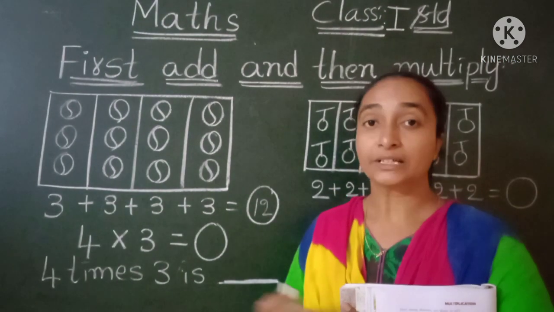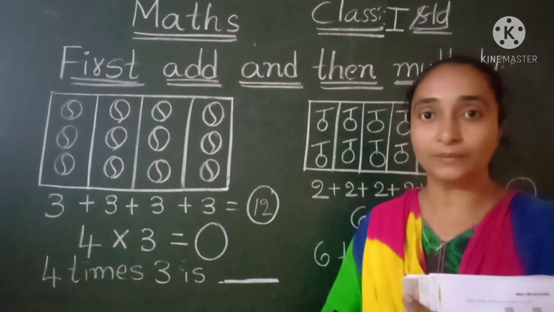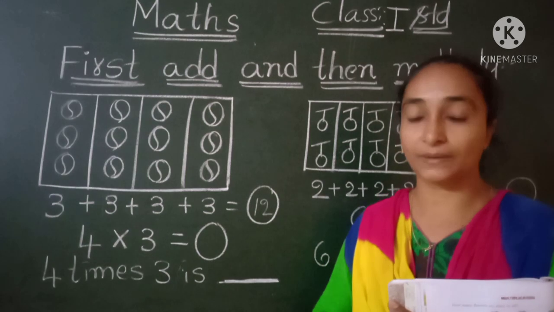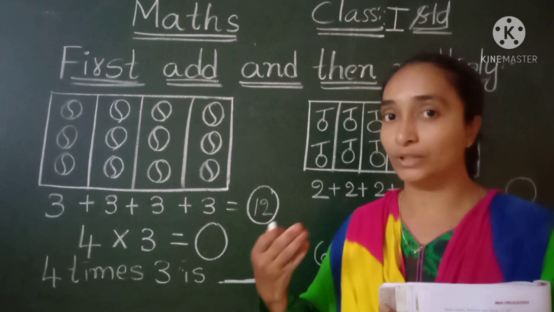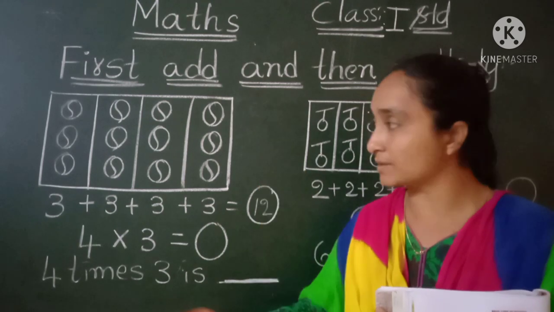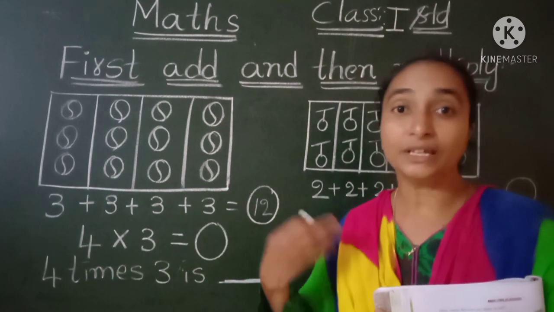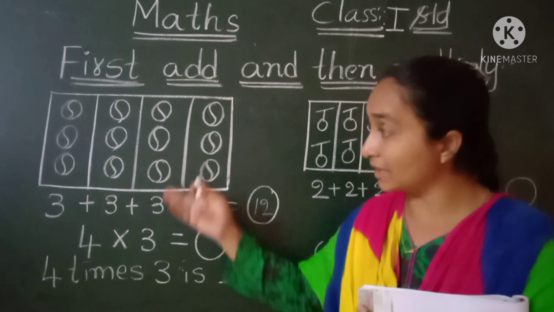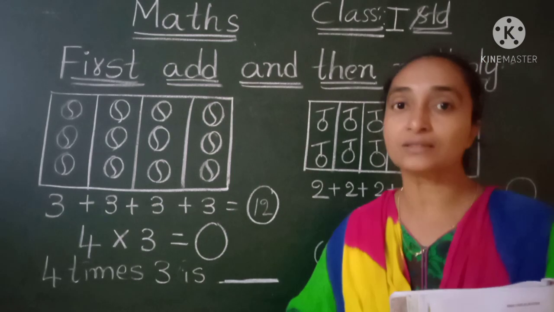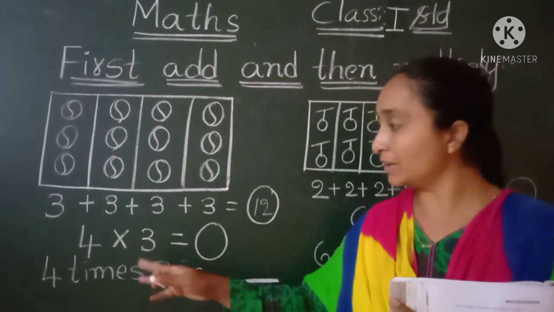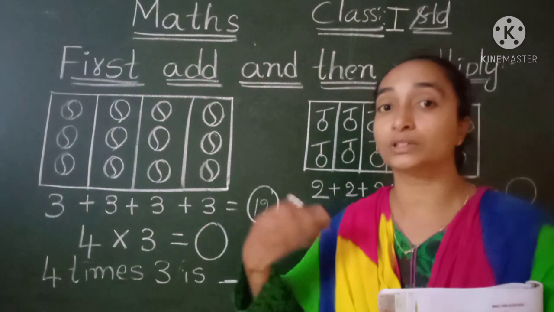Now the multiplication. Coming to the multiplication, easily we can do this. With the addition we get the same answer, and with the multiplication also we will get the same answer. How do we write it in multiplication, children? First we have to count the groups. 4 groups are there. 4 into how many? In each group, 3 are there. So 4 into 3. That means 4 times the 3. The 3 we should repeat 4 times.